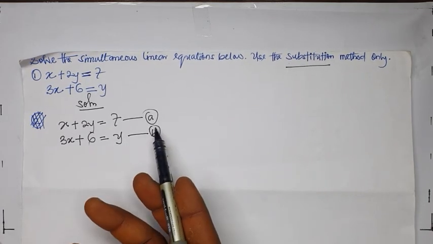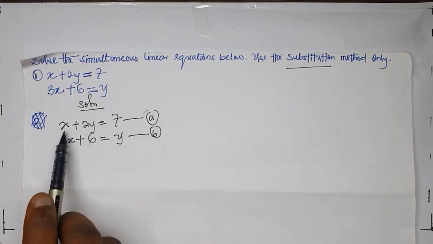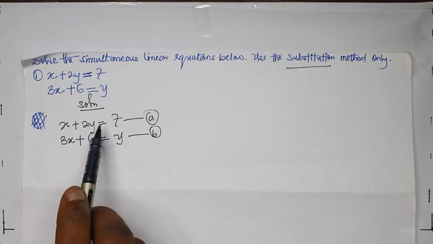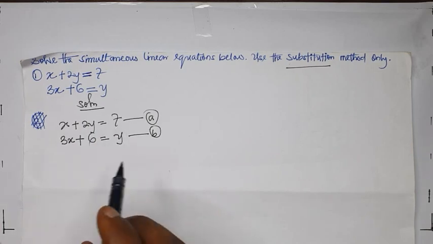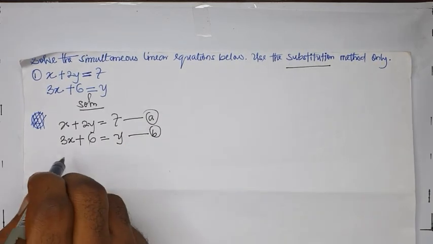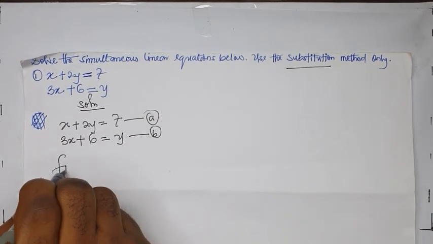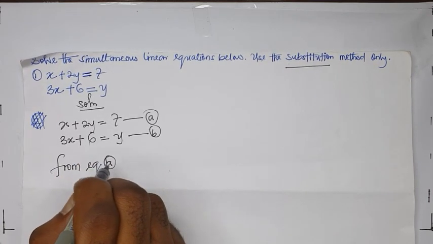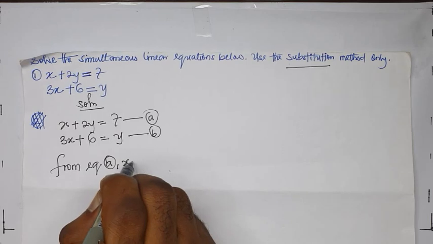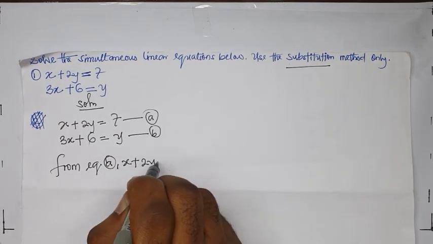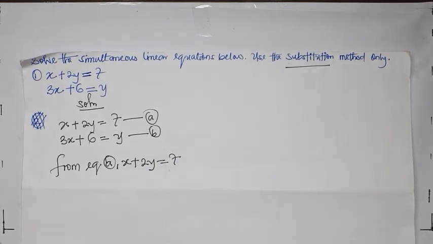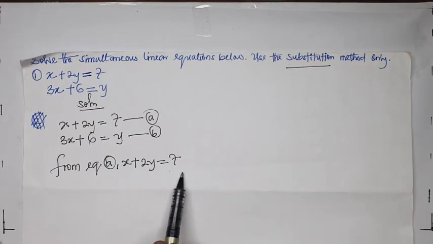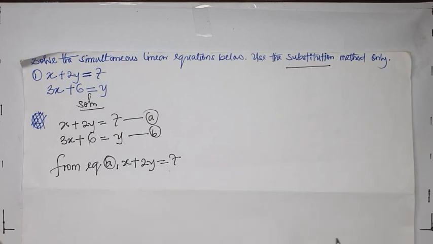Take a look at equation A. Equation A says that x add 2y is equal to 7. What this implies is that if I decide to work with equation A, I go like this. From equation A, we know that x plus 2y is equal to 7. Now, if I want to find x first, I will try to make x the subject of formula here to create a new equation.